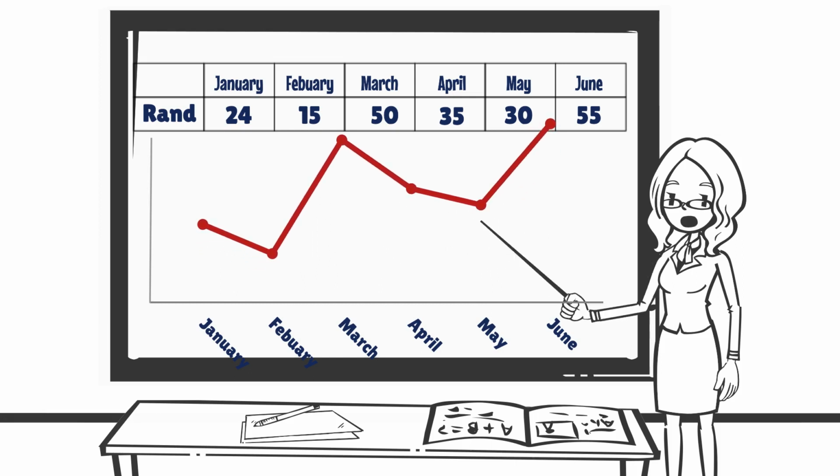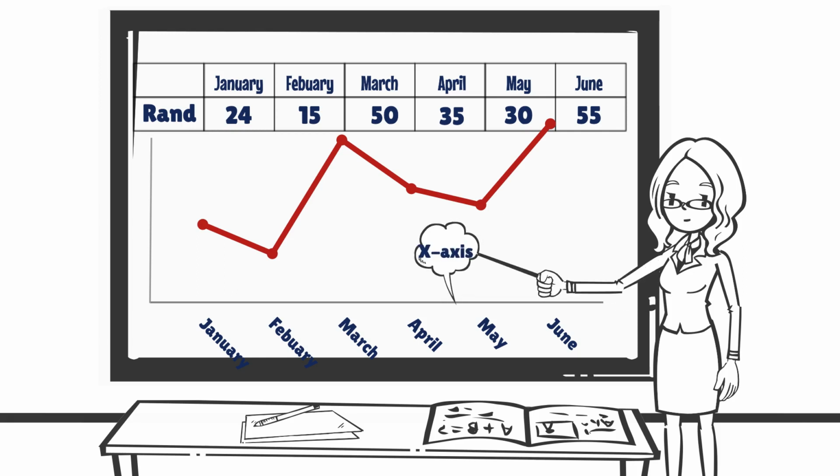The period is listed on the horizontal line, known as the x-axis. The value, Rand, is listed on the vertical line for each month, often referred to as the y-axis.